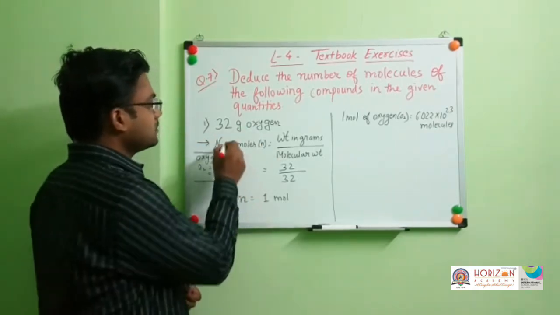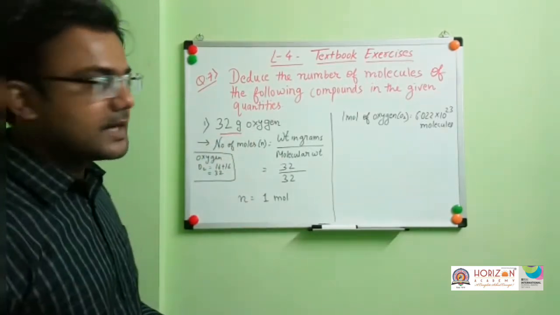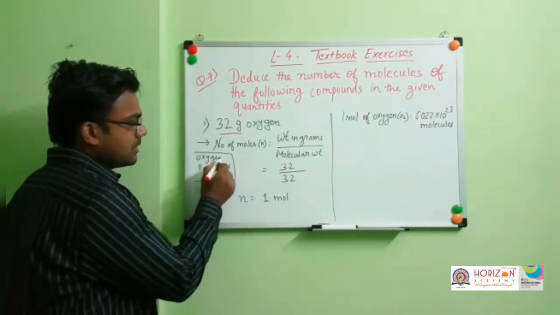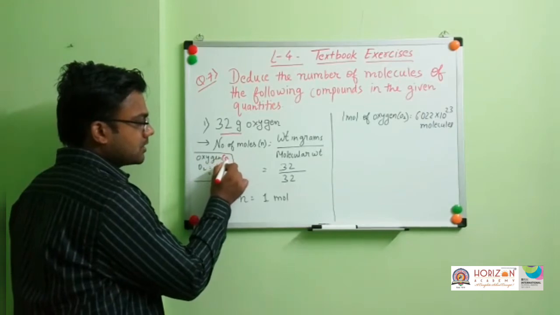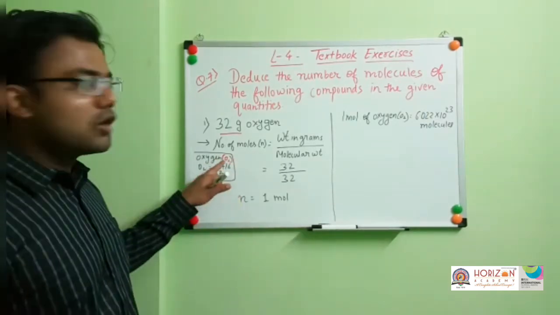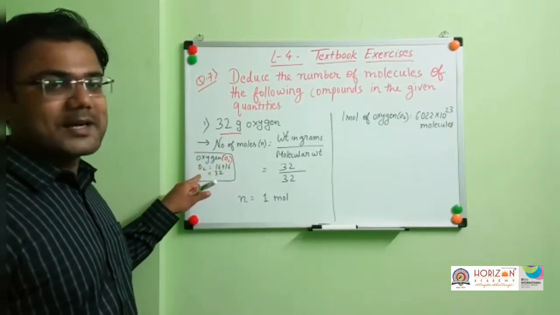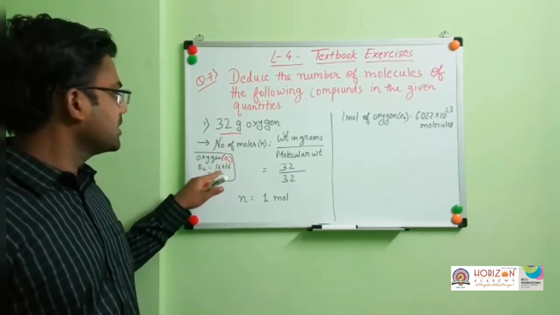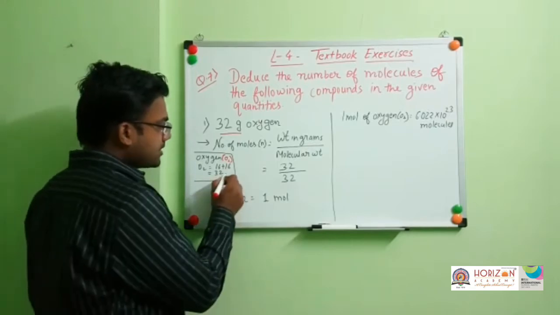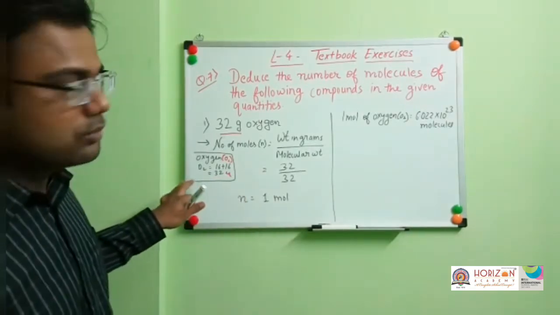So you have to remember this 32. This is weight in grams. And the molecular weight of oxygen, you know that. See, oxygen means O2. You know that oxygen is always present in the molecular state, that is O2. So single oxygen atomic mass is 16. So O2 means 2 atoms are there. So 16 plus 16, so 32. So 32 units is the molecular mass of the O2 molecule.